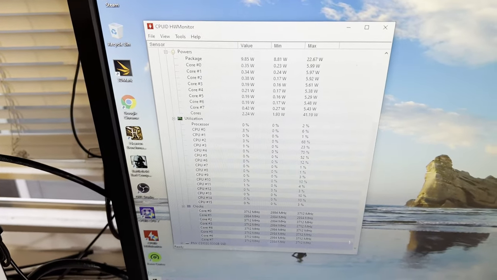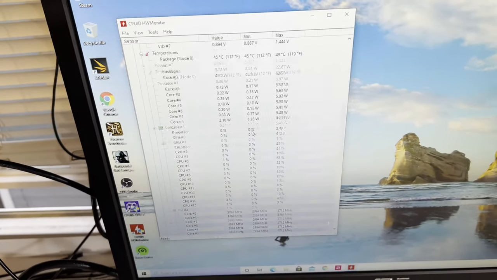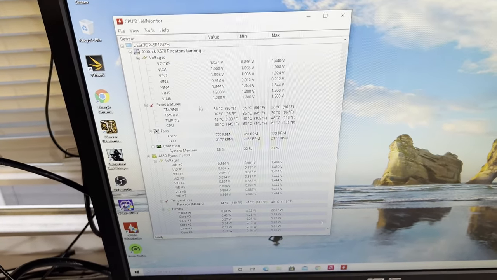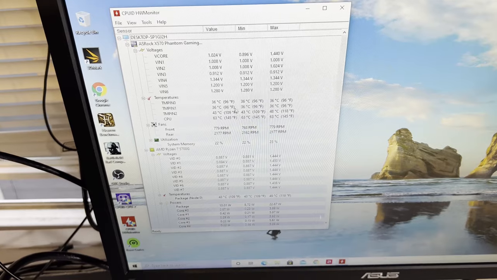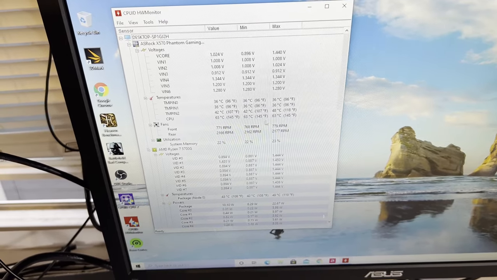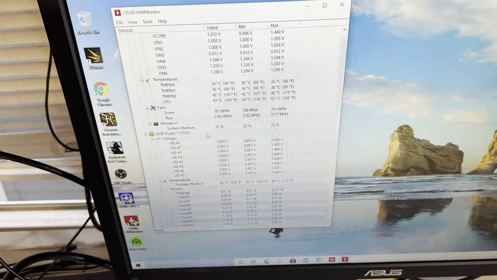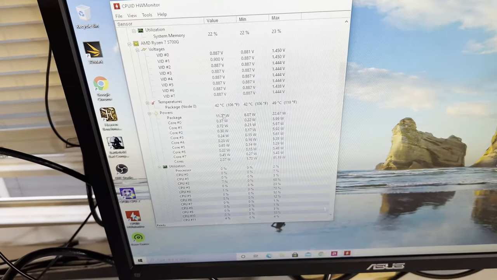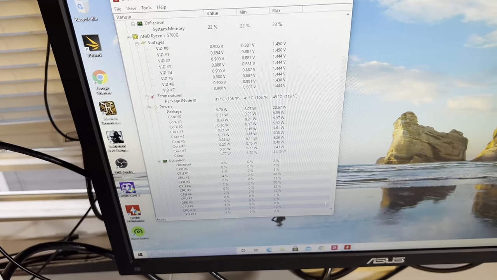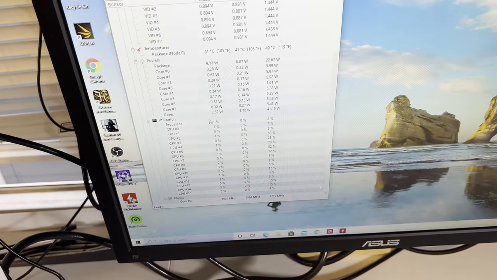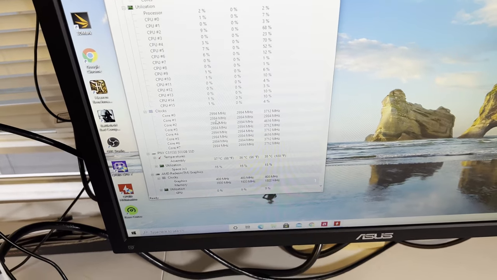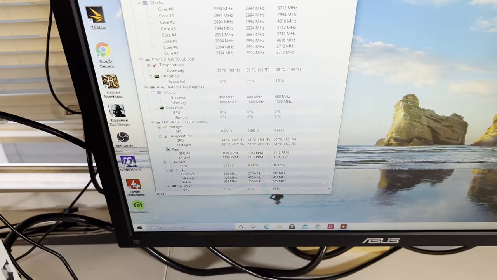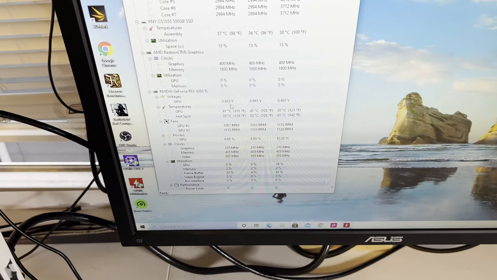Don't mind the bouncing around, I'm doing this by hand. Okay, so X570 Gaming. Okay, there's our temps. Everything's well within reason. Okay, front panels, 57. Package number 41, 119 Fahrenheit, that's not bad. Assembly, 38, 100, that's not bad. 118 memory.